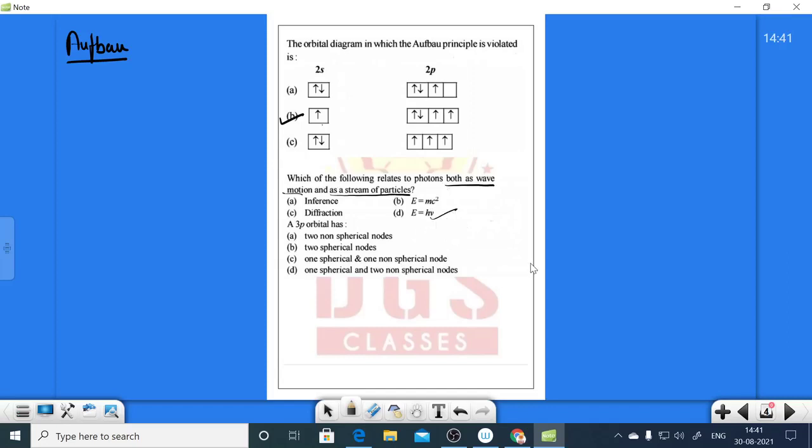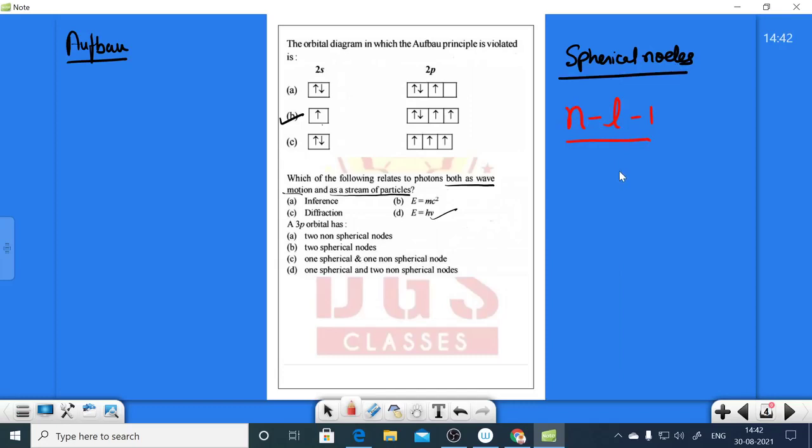Now the next one is, a 3p orbital has two non-spherical nodes. My dear student, spherical nodes are basically radial nodes. We all know this. Okay. So if these are radial nodes, they can be calculated as n minus L minus 1.